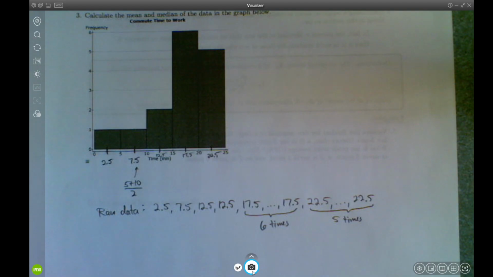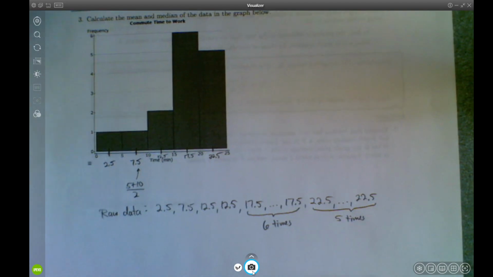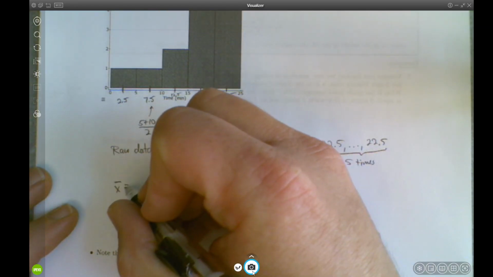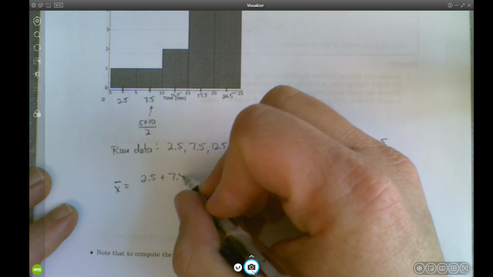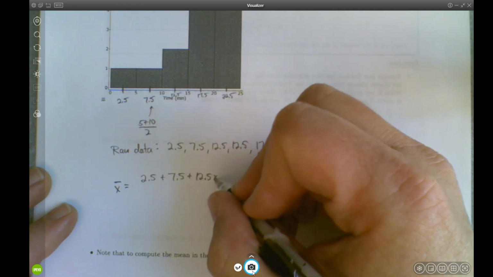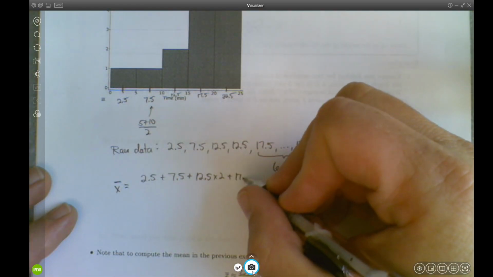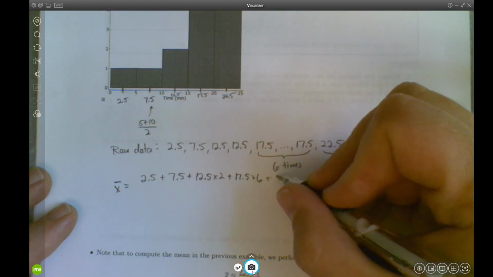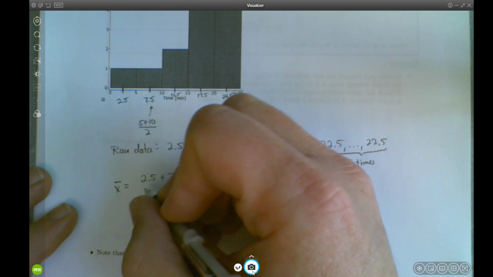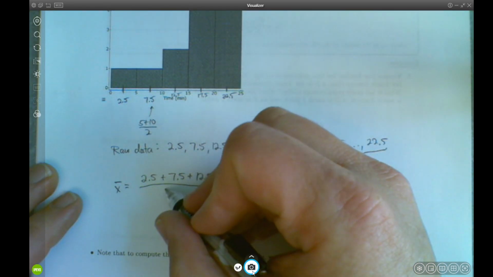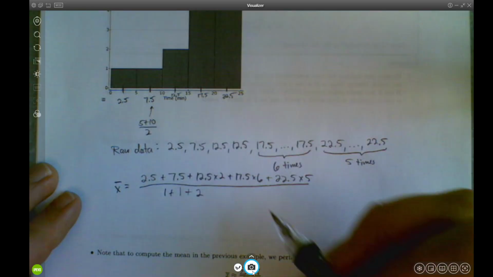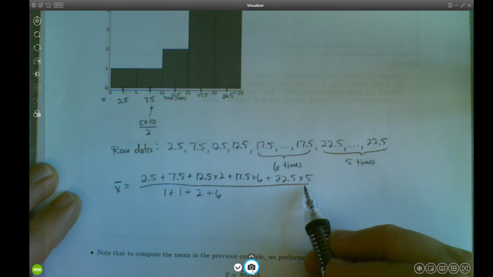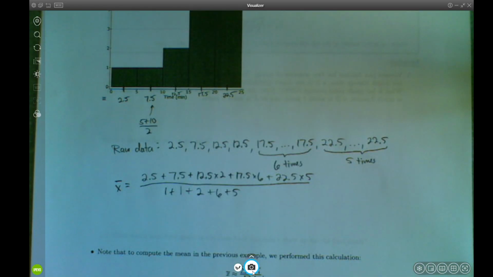Okay, and now this is exactly like the previous problem. If I want the mean of this, I would say it's 2.5 plus 7.5 plus 12.5 times 2, plus 17.5 times 6 plus 22.5 times 5, and I would divide that now by, well, there was one individual whose commute time was 2.5, one individual whose commute time was 7.5, 2 individuals whose commute times were 12.5, 6 individuals whose commute times were 17.5, and 5 individuals whose commute times were 22.5.